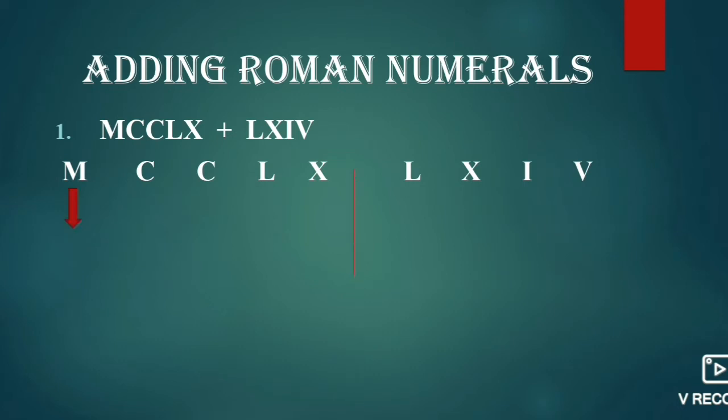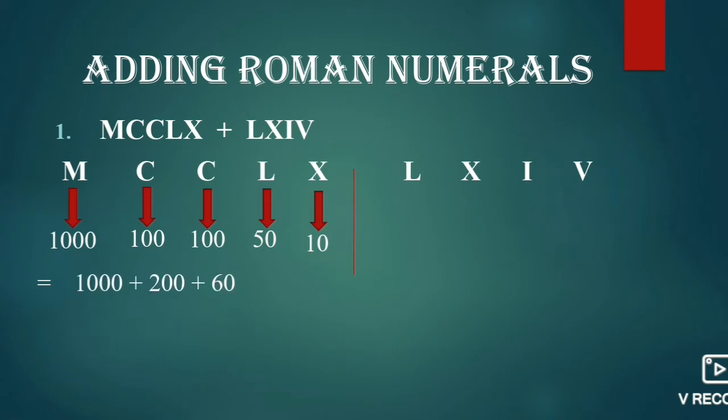The value of M is 1000. The value of C is 100. Again, C is there. The value of C is 100. Value of L is 50 and the value of X is 10. 1000 plus 100 plus 100, 200. 50 plus 10, 60. Adding together, we get 1260. So, the value of MCCLX is 1260.